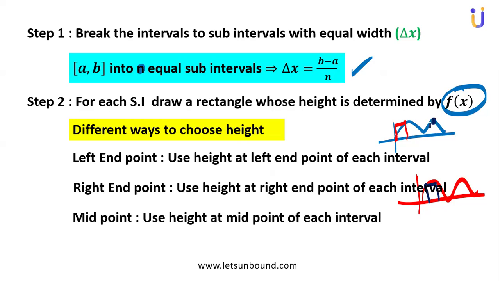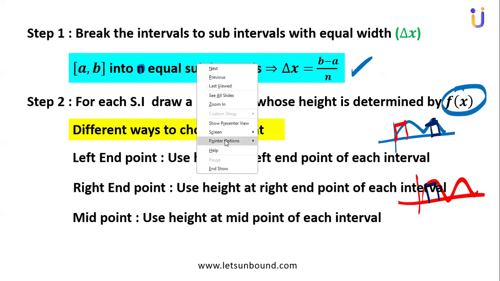What if I choose the middle point? Yeah, we can do midpoint also. So choosing the height matters, and left endpoint we call left Riemann sum. Right endpoint we call right Riemann sum, and midpoint Riemann sum. So these are the three things we can do here. Now we will be seeing that one by one.